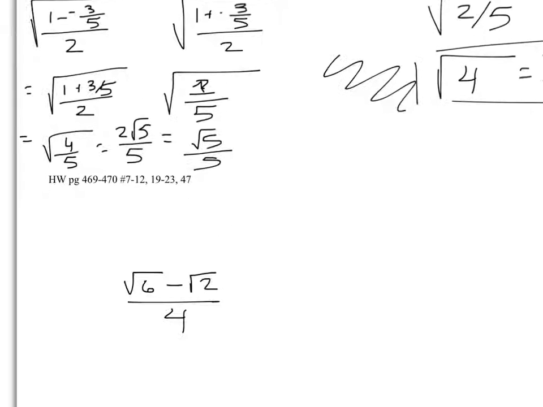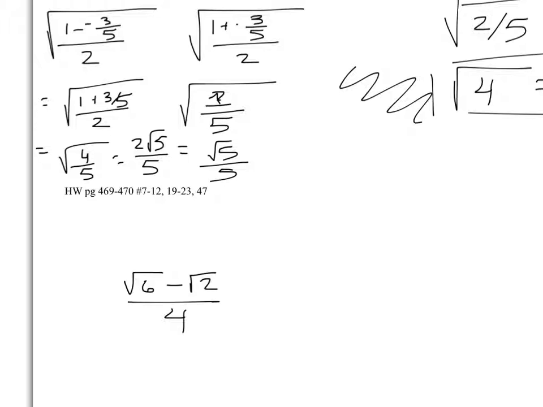If we go down to the homework at the bottom, the only thing that I'm asking you to change is 7 to 12 should be 7 to 9. Everything else stays the same, 19 through 23, and one proof, 47.